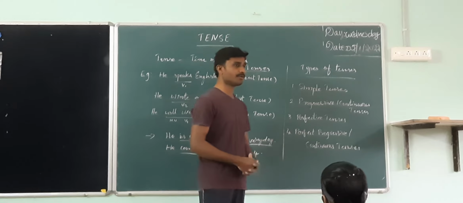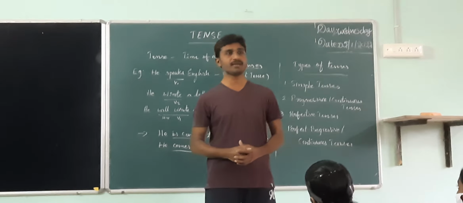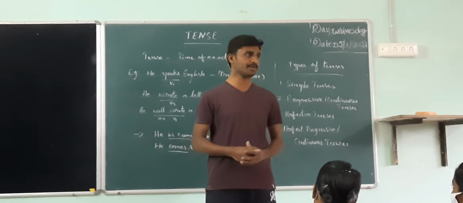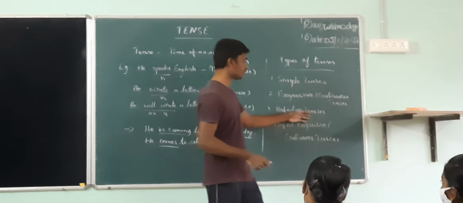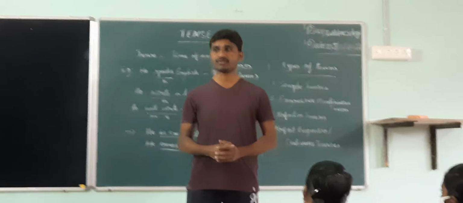Coming to perfective, what is perfect here? A particular action is completed. When it happened is not a matter for us; it is complete. There we have to supply the helping verbs to make a sentence, especially has, have and had.